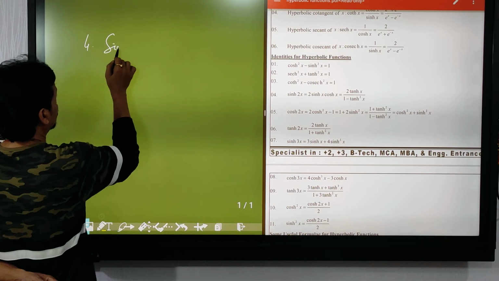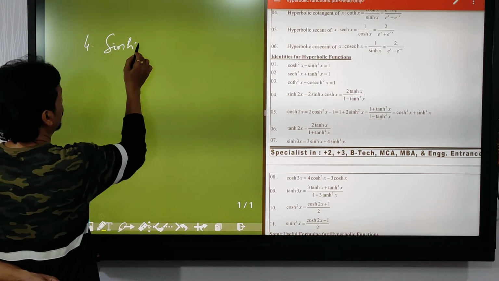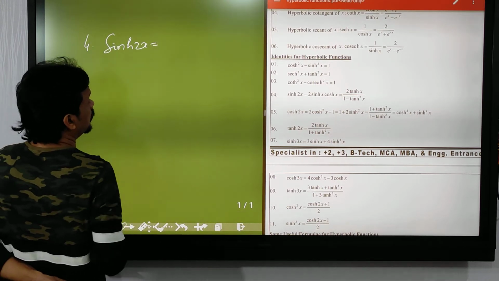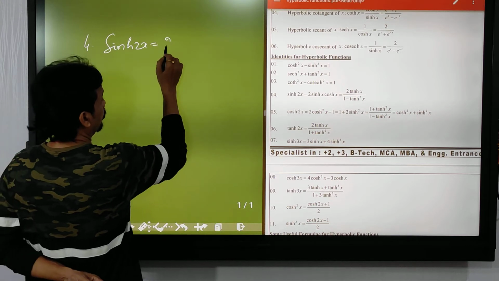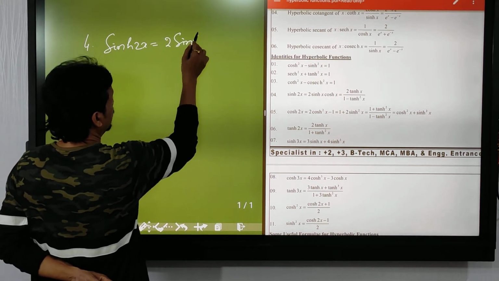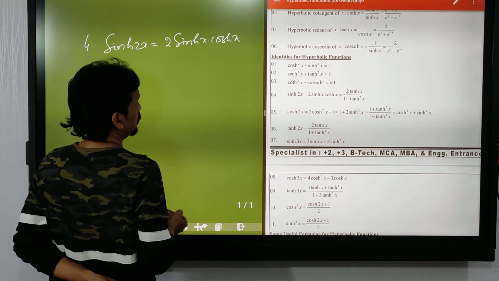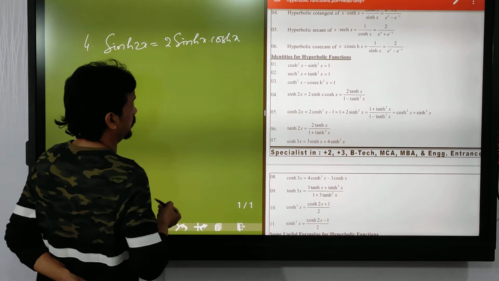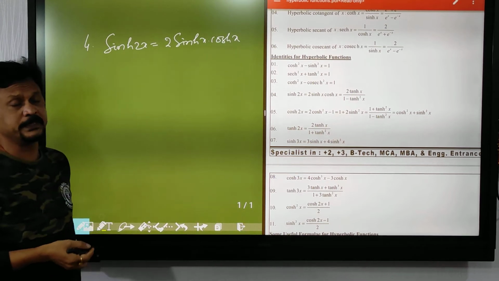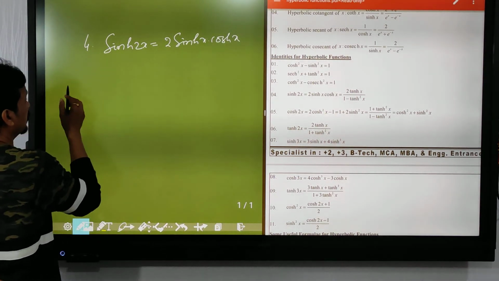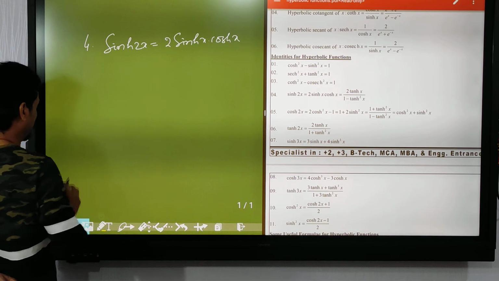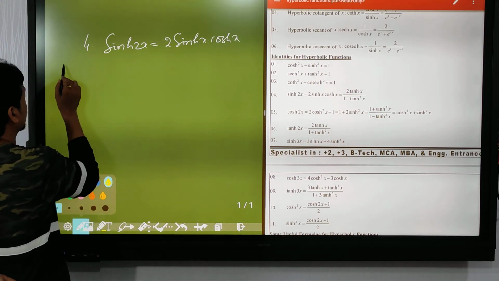You have to prove sinh 2x is equal to 2 sinh x cosh x. First formula you have to prove this one, first part. Then you have to prove the second part. So it will be better for you if you move from the RHS. See here.